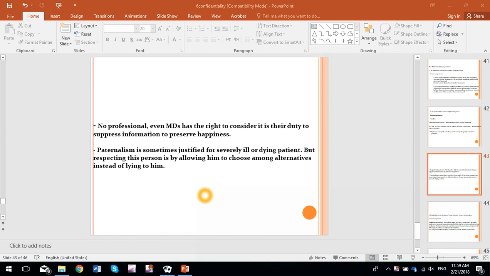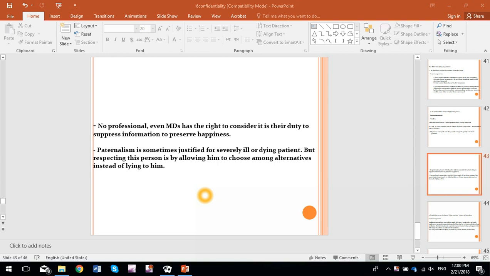Third issue: no professional, even the physicians, has the right to consider it their duty to suppress information to preserve happiness. It is never your right to assume that by suppressing this information you preserve happiness. This is not your duty to suppress information to preserve happiness, because fear of the unknown is the worst disease. Don't play this role by suppressing information in order to preserve happiness. This is not your duty.